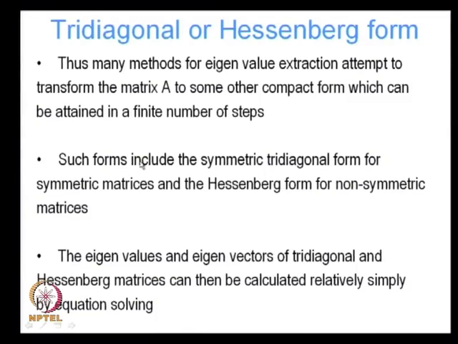So, what are some of these forms? We try to transform the matrix A to some other compact form which can be obtained in a finite number of steps. Such forms include the symmetric tridiagonal form for symmetric matrices and the Hessenberg form for non-symmetric matrices. Then once we have obtained the symmetric tridiagonal form or the Hessenberg form, we go ahead and write the characteristic polynomial for those simpler matrices and solve them to obtain the eigenvalues.